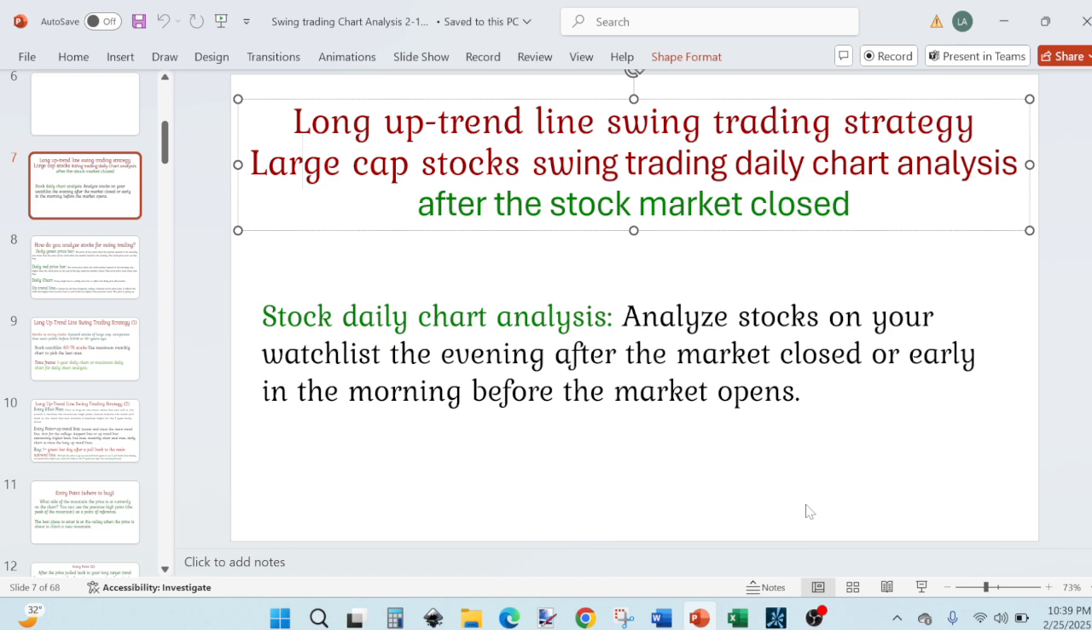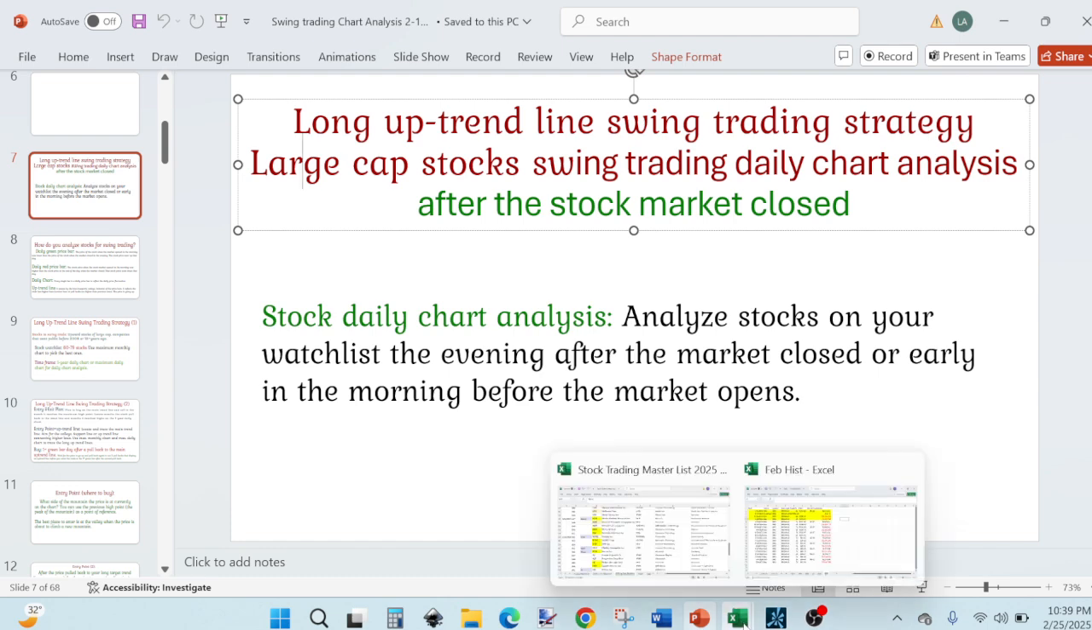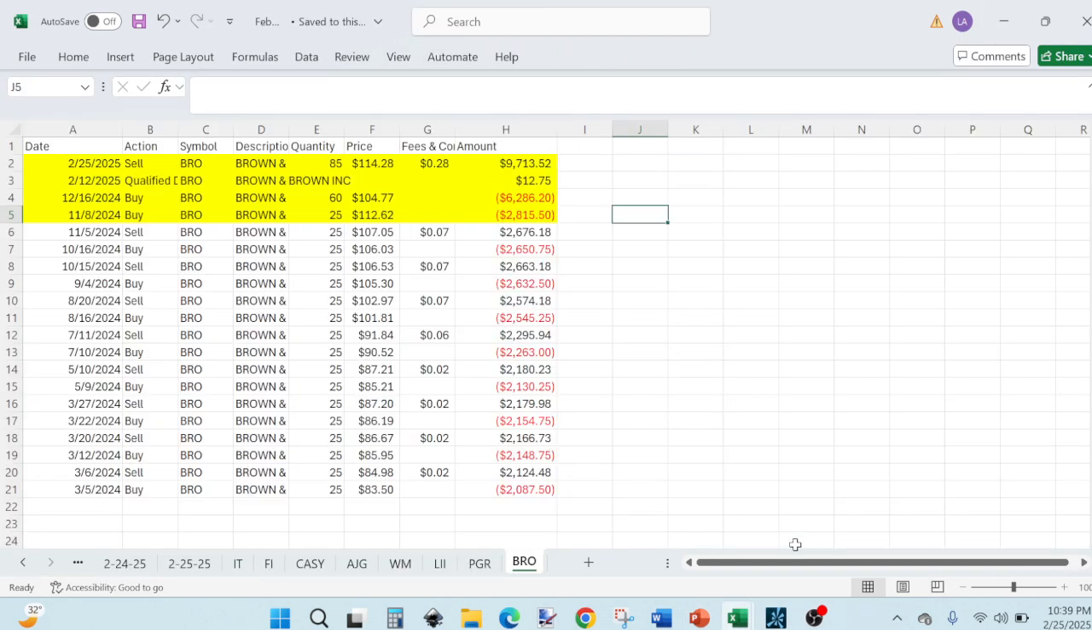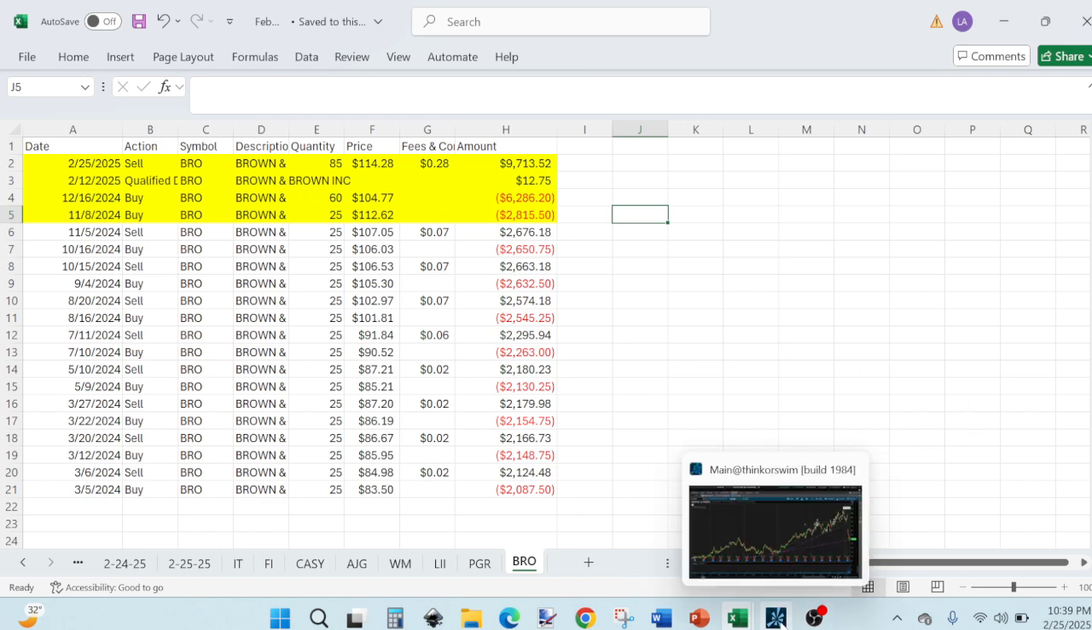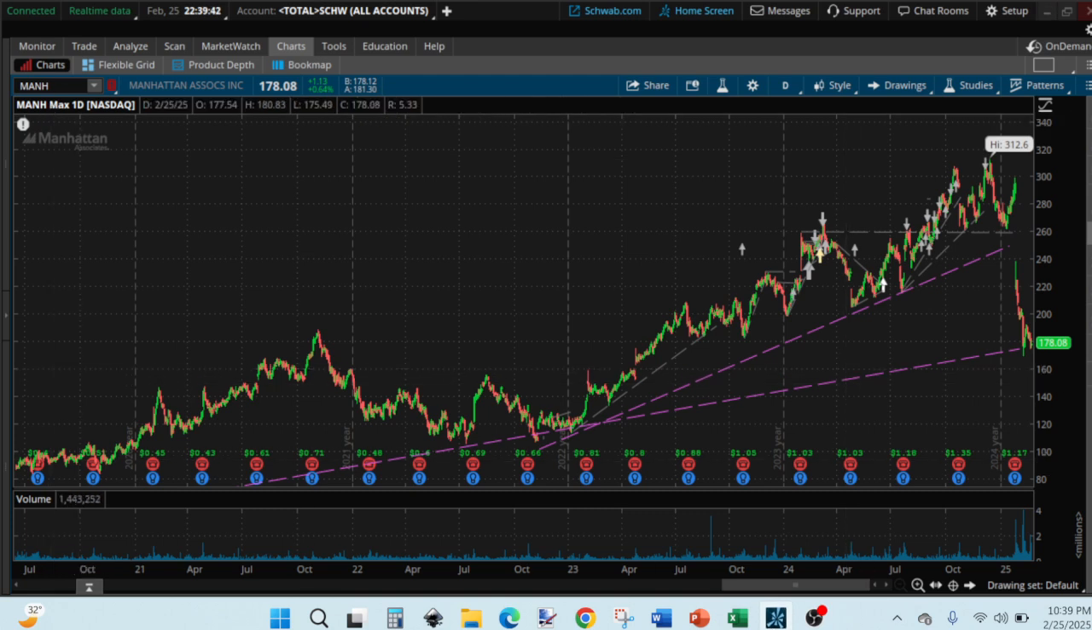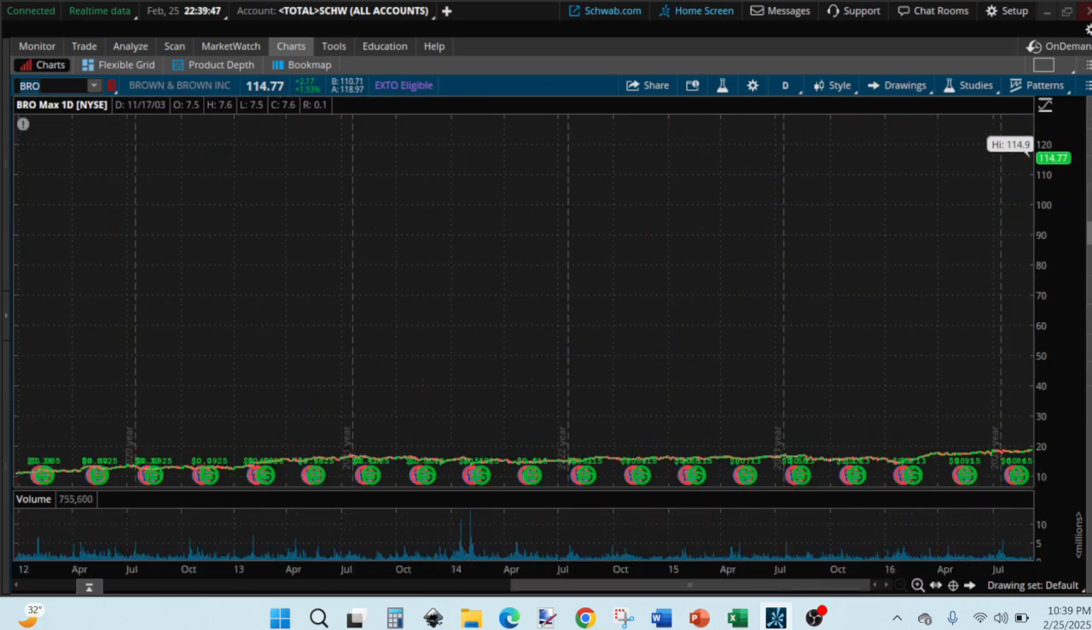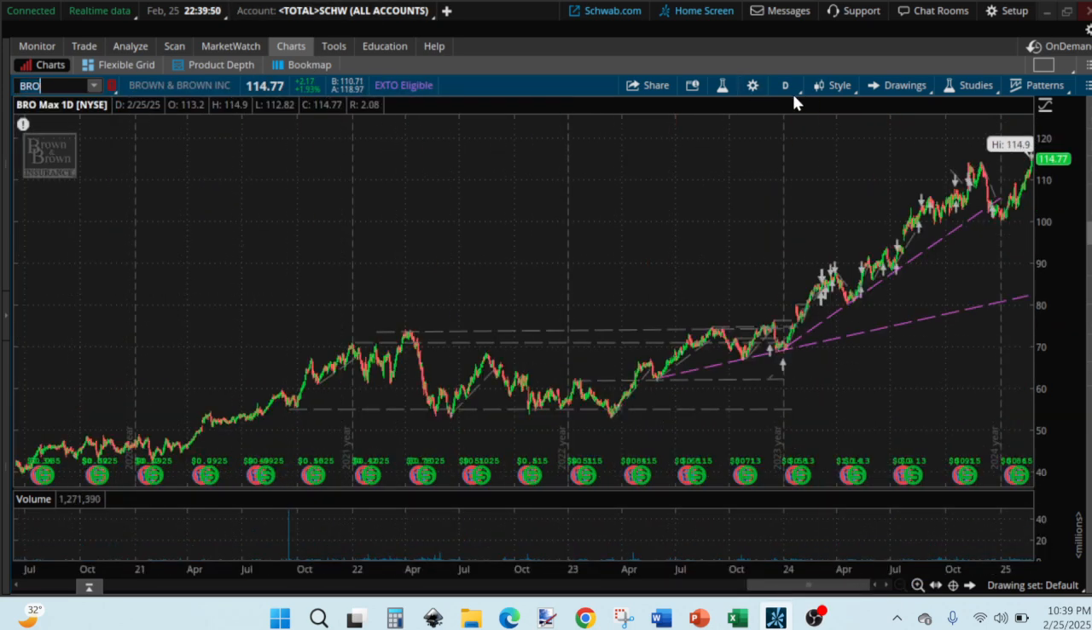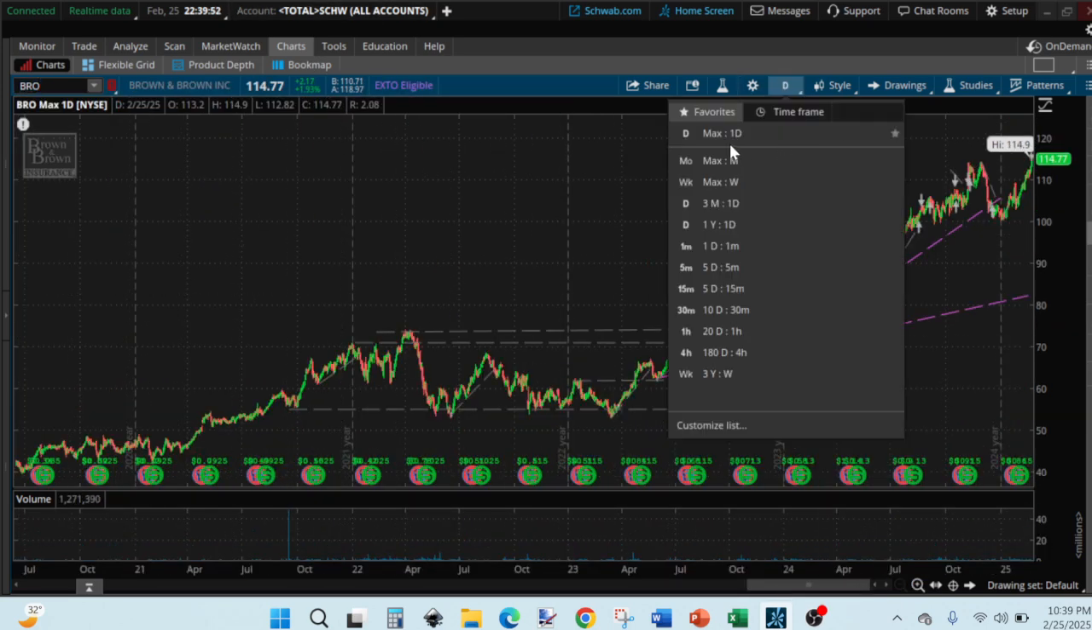Large cap stock swing trading daily chart analysis using long option line swing trading strategy. We are going to analyze BRO, which is a large cap, and we are going to use the daily chart for that. So let's start with the maximum daily chart.